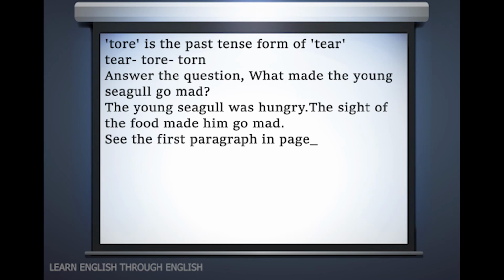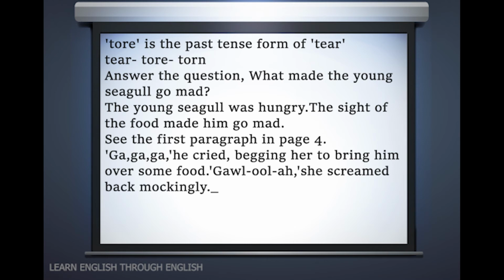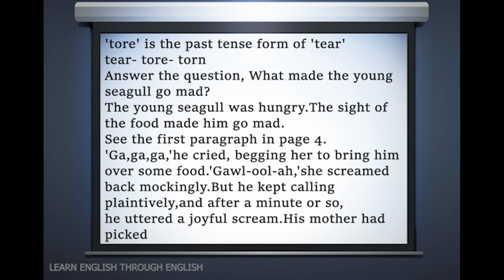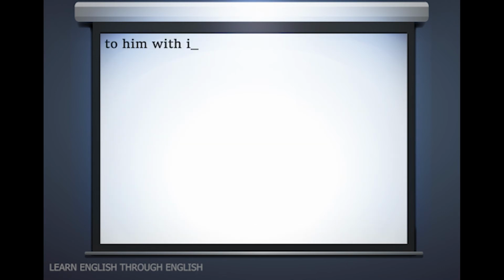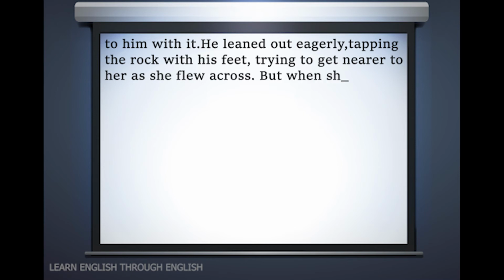See the first paragraph in page 4. Ga, ga, ga, he cried, begging her to bring him over some food. Ga, loo, wah, she screamed back mockingly, but he kept calling plaintively, and after a minute or so he uttered a joyful scream. His mother had picked up a piece of fish and was flying across to him with it. He leaned out eagerly, tapping the rock with his feet, trying to get nearer to her as she flew across.